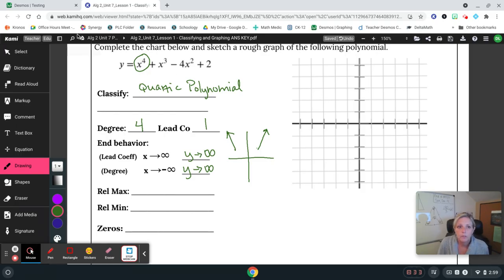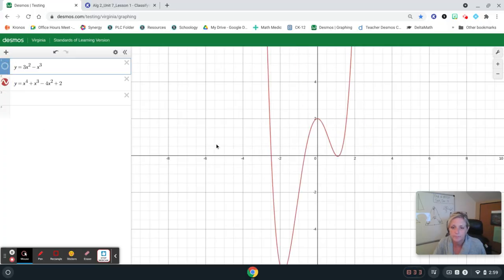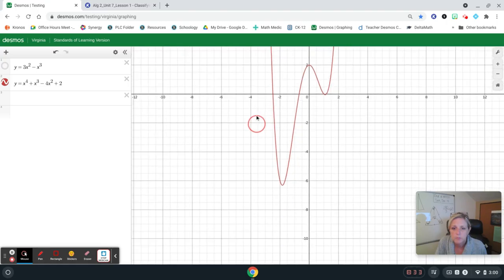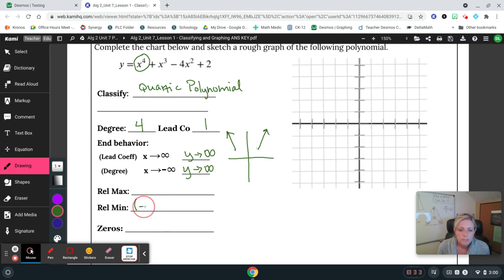Okay, then we can go to Desmos and we can find our max, min, and zeros. And again, if you want to factor, go right ahead and factor this. So we'll start with the maximums and the minimums first. So if I click on this, you can see it gives me a negative 1.838 and a negative 6.3. So we're going to go ahead and just round to the nearest tenth because our graph is not that specific. Again, we're just looking for a sketch. So a minimum is negative 1.8 and a negative 6.3.